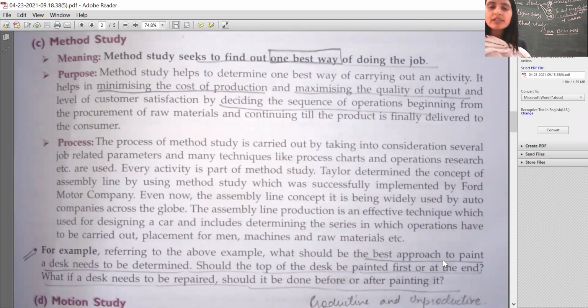And the level of customer satisfaction will also be, like we can measure the level of customer satisfaction. How? By deciding the sequence of operations beginning from procurement of raw material and continue till the process of final delivery to the customer. So all these activities, all the methods, all this work is to be decided in advance, and then we will implement it in the company, right?